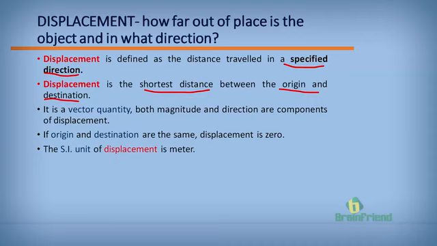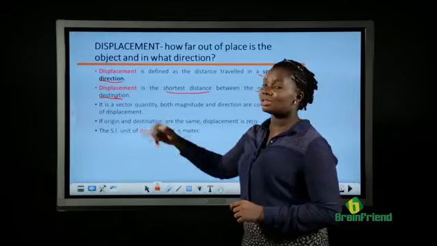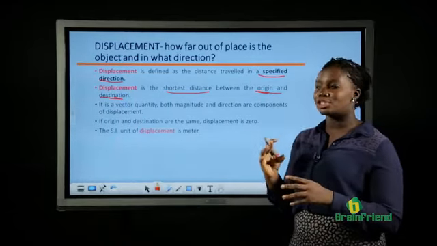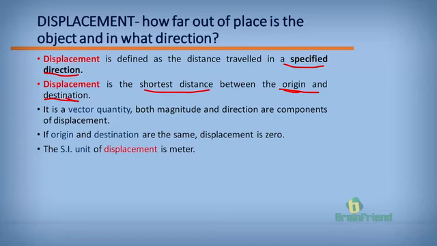In displacement, if the origin or the starting point and the final point are the same, then the displacement is 0, because displacement only cares about your initial position, your origin, and then your destination. It doesn't care if you have to go through routes to get to your destination. But if the origin and the destination are the same, your displacement is 0, because it's the shortest distance between the origin and destination. The SI unit of displacement is meter.